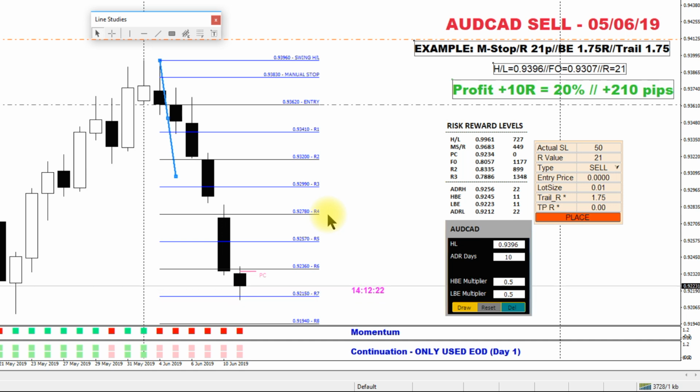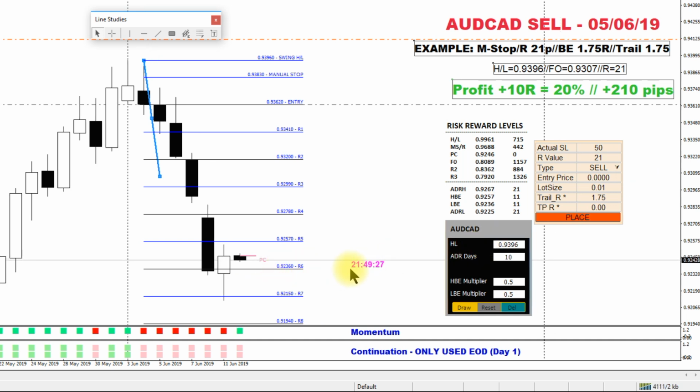Our stop is now at R5. Now, this is of course the open of the day, but we see that the momentum indicator has changed to green, telling us that the momentum has slowed, but we don't do anything until we come toward the end of the day.